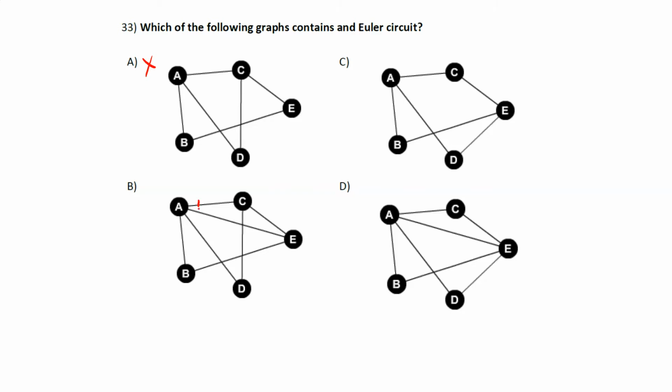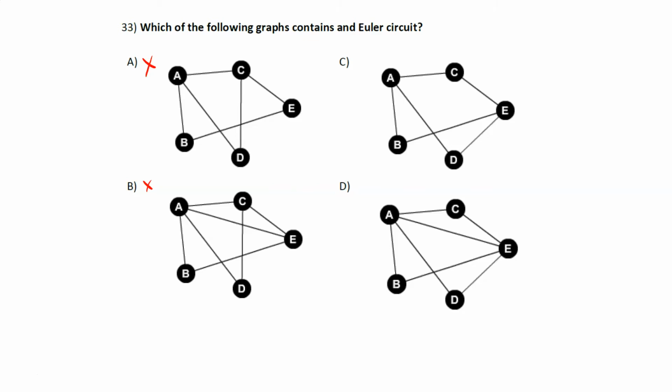Graph B, 1, 2, 3, 4, that's even. Vertex B is also even with 2 edges. However, vertex C we can see is 1, 2, 3, so it has an odd degree, therefore it will not have an Euler circuit.